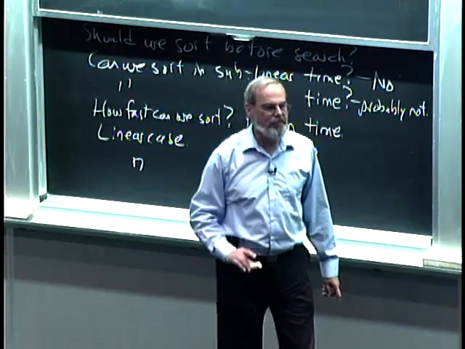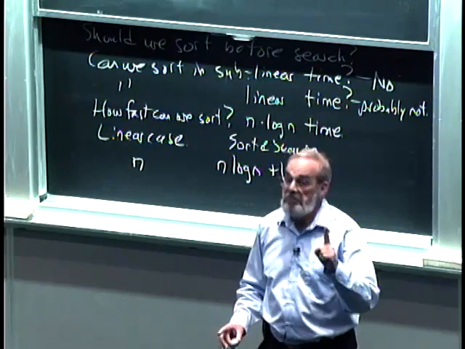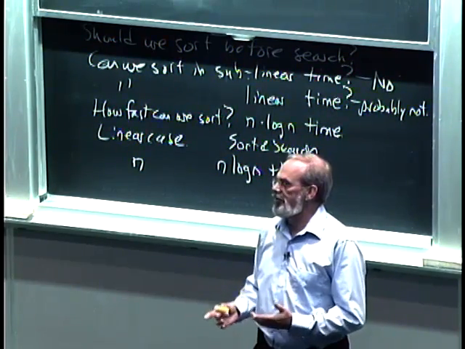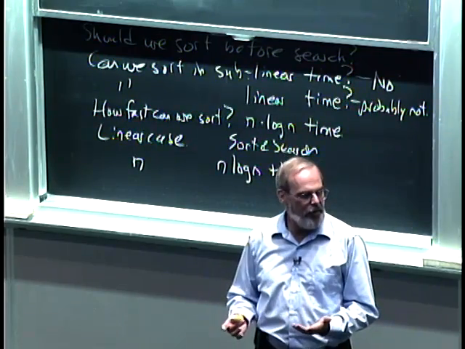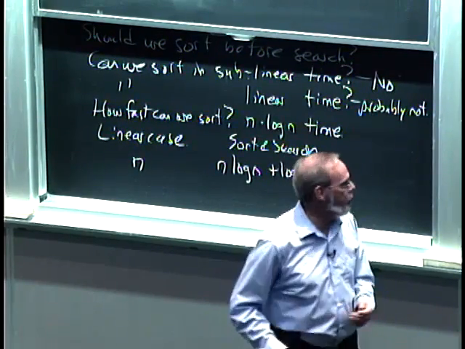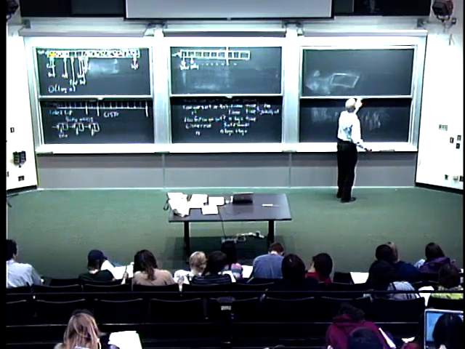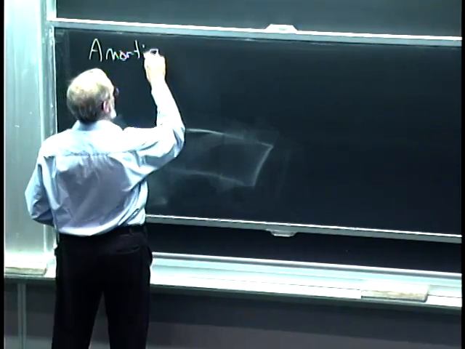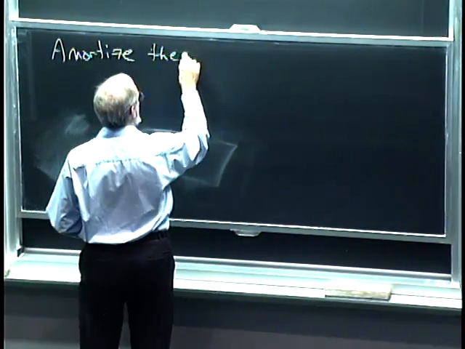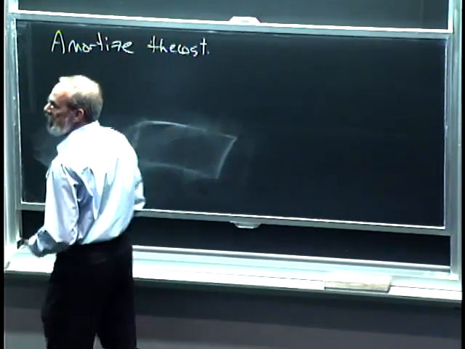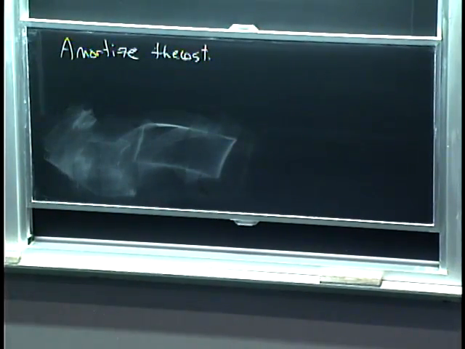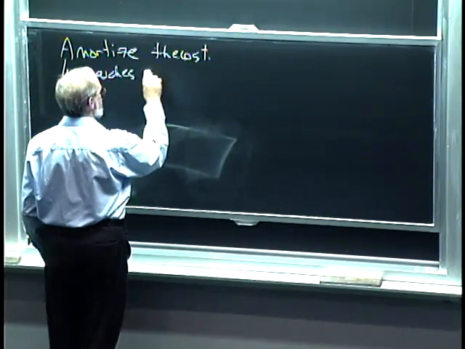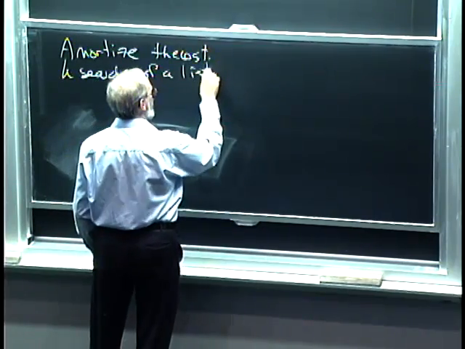So as the gentleman back there said, if I'm searching it once, just use the linear search. On the other hand, am I likely to only search a list once? Probably not. There are going to be multiple elements I'm going to be looking for. So that suggests that, in fact, I want to amortize the cost. And what does that say? It says, let's assume I want to do k searches of a list.